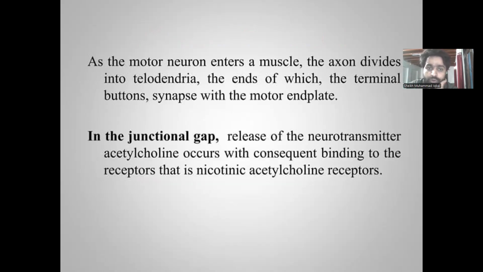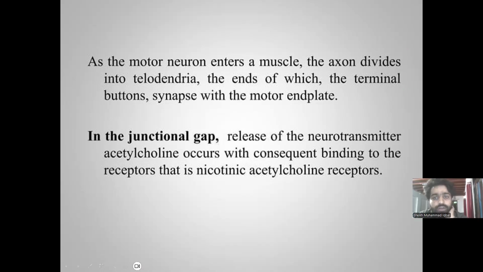As the motor neuron enters a muscle, the axon divides into small branches, telodendria, whose ends are the terminal buttons. These terminal buttons connect with the synapse, and within the synapse, they connect with the motor end plate. Now, what happens in the junctional gap?